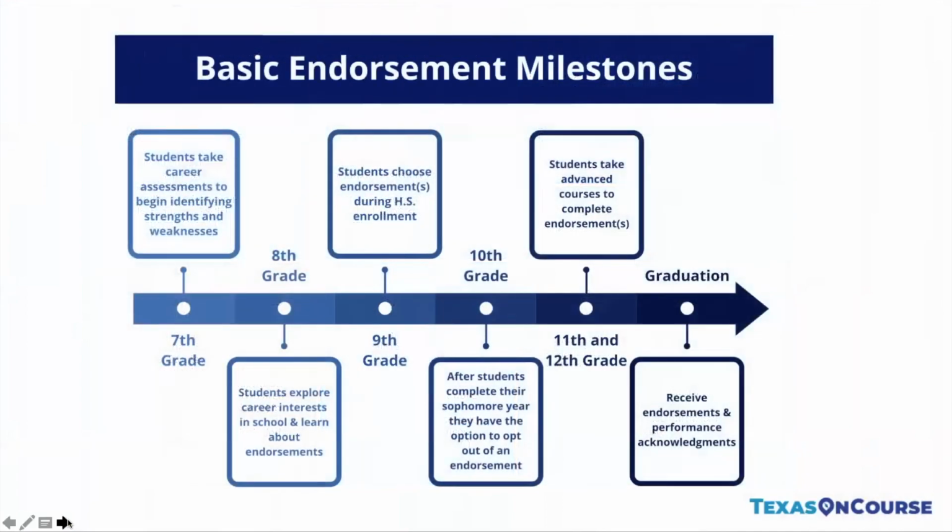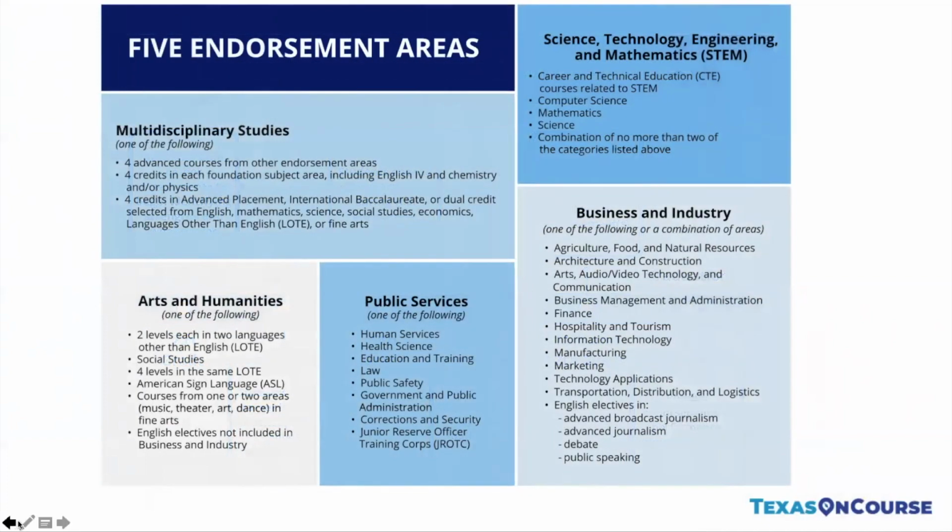Endorsements consist of a related series of courses that are grouped together by either interest or skill set. They, as you know, provide students with in-depth knowledge of a subject area. Students earn an endorsement by completing the curriculum requirements for the endorsement, including the 4th credit in both math and science, and 2 additional elective credits.